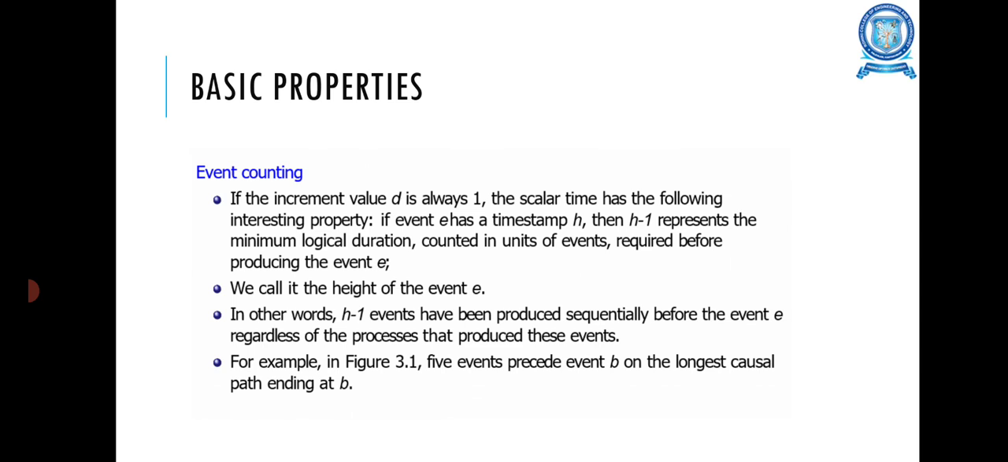Next property is event counting. If the increment value d is always 1, the scalar time has the following interesting property. If event E has the timestamp h, then h minus 1 represents the minimum logical duration, counted in units of events, required before producing the event E. We can call this the height of the event E. In other words, h minus 1 events have been produced sequentially before the event E regardless of the processes that produce these events.